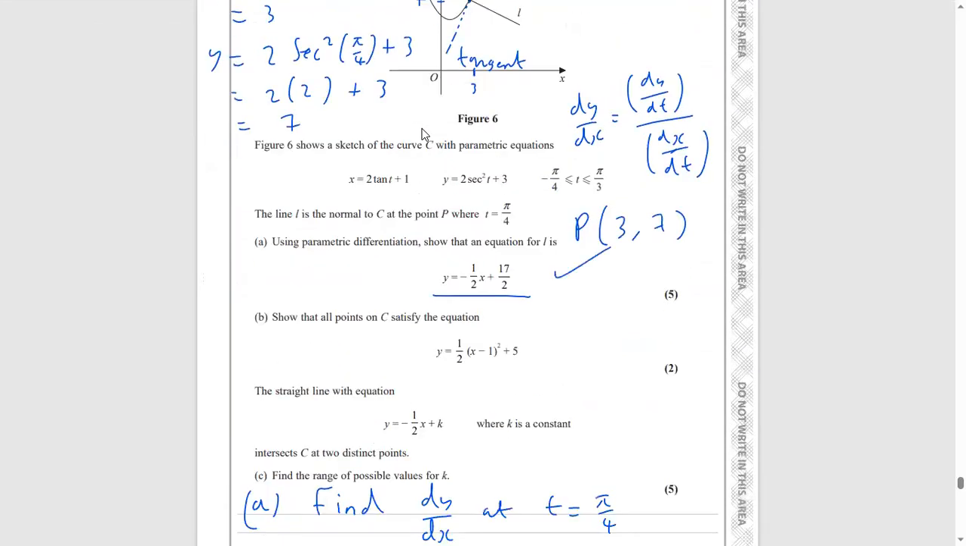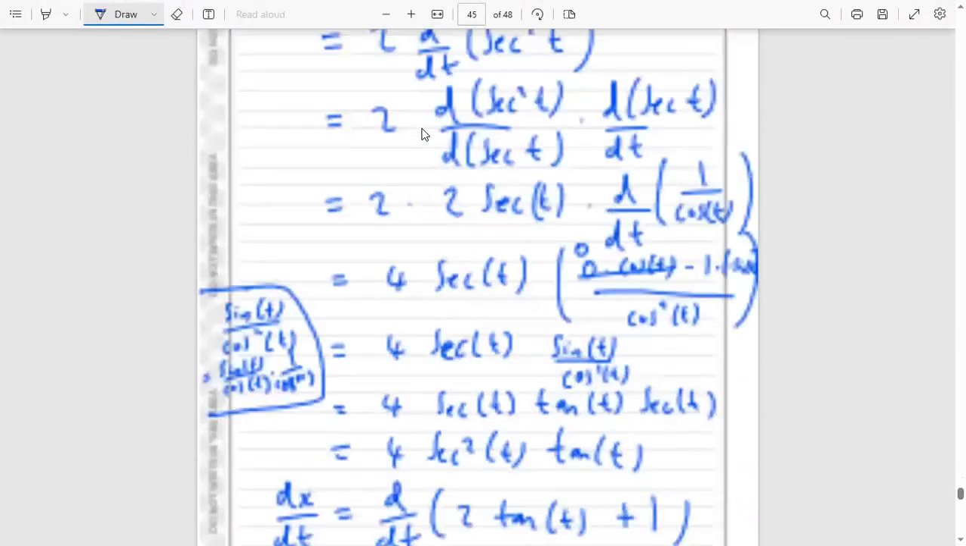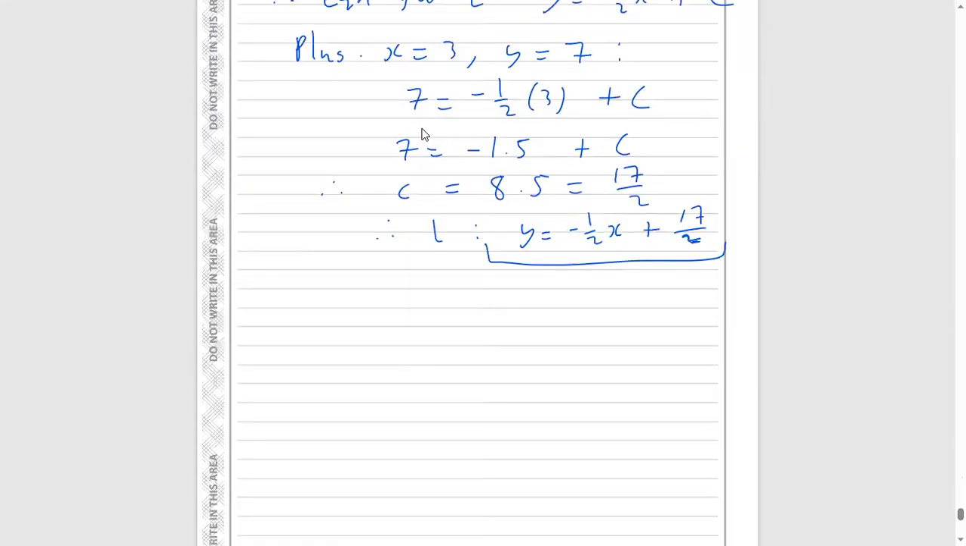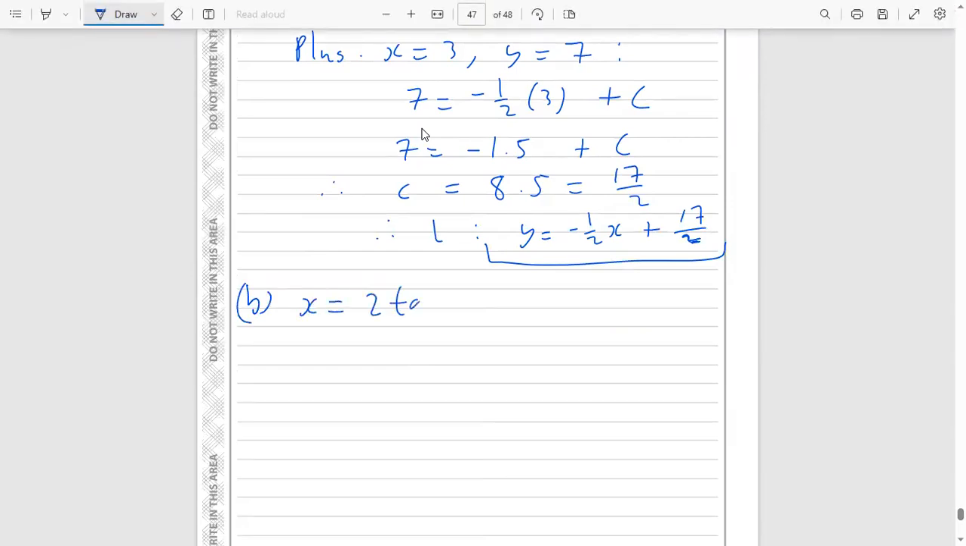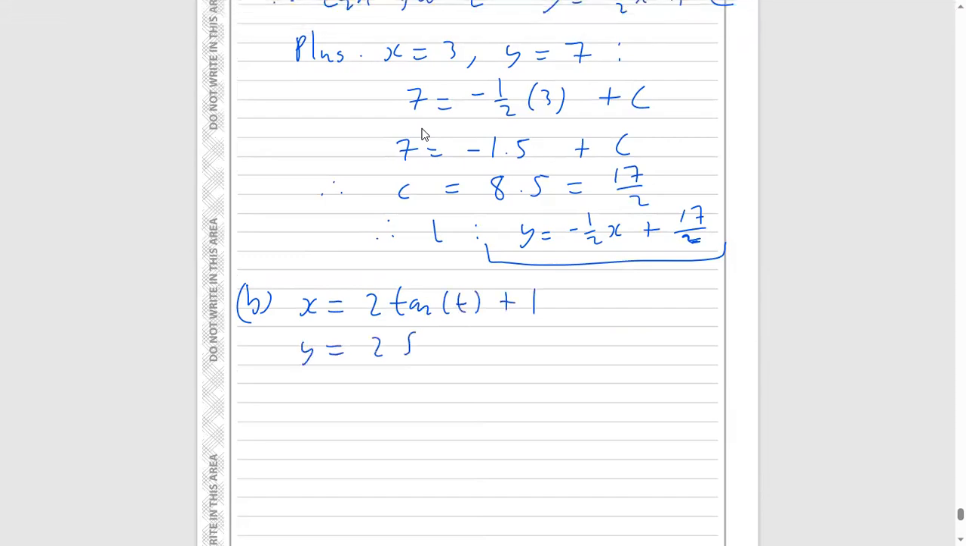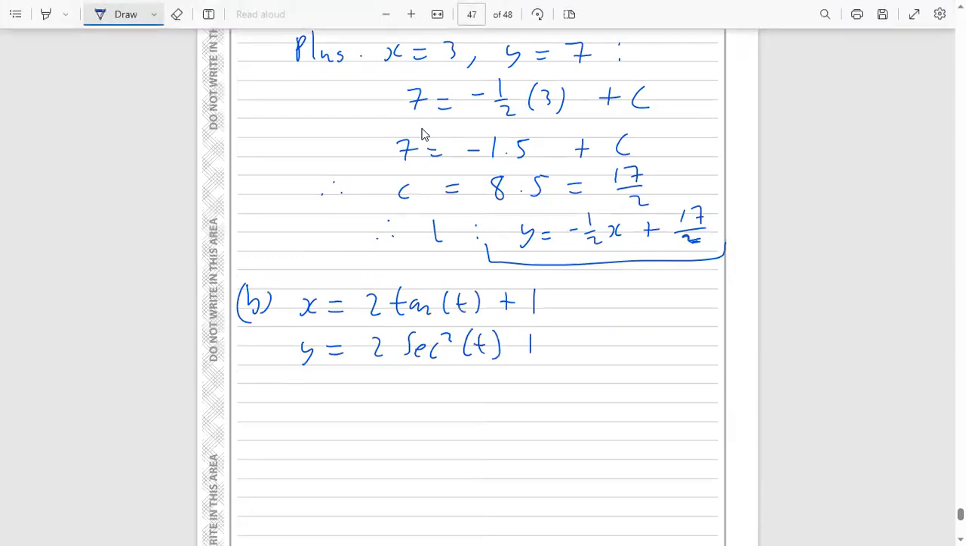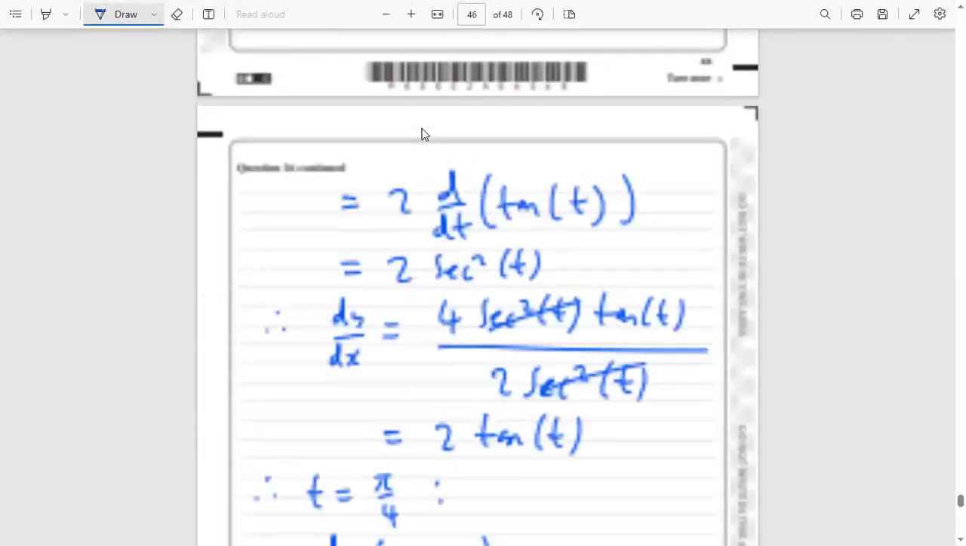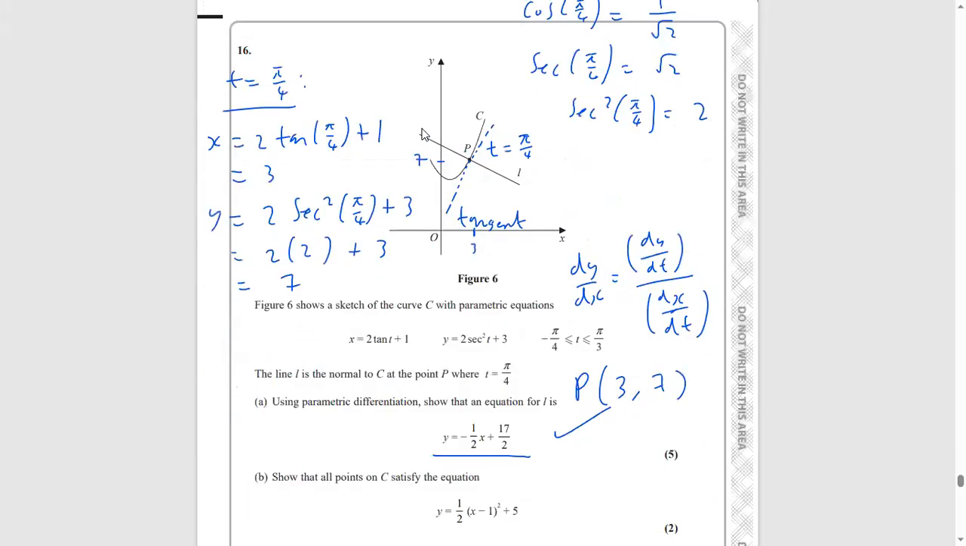So on part A, that's all good. Part B: show that all the points on the curve C satisfy the following equation, y equals a half of (x minus 1) all squared plus 5. So I'm just going to write out our parametric equations again. For part B of the question, we've got x equals 2 tan t plus 1, and then y equals 2 sec squared t plus 3. I'll just make sure I've got the right numbers again. Yeah, they're the right numbers.